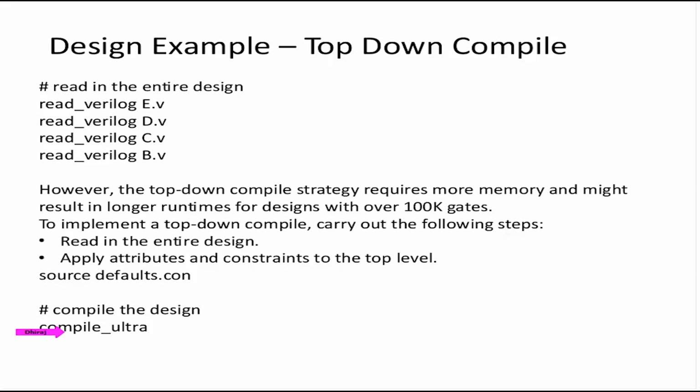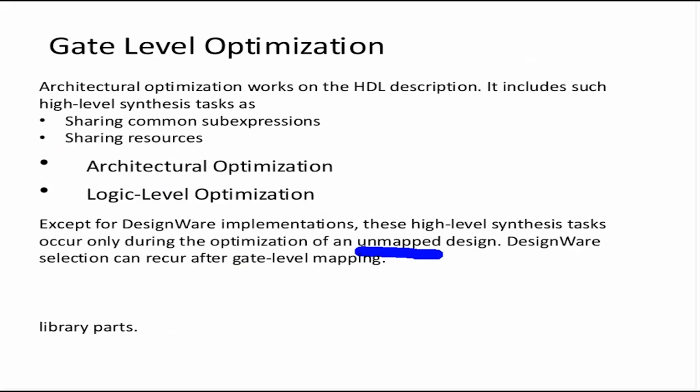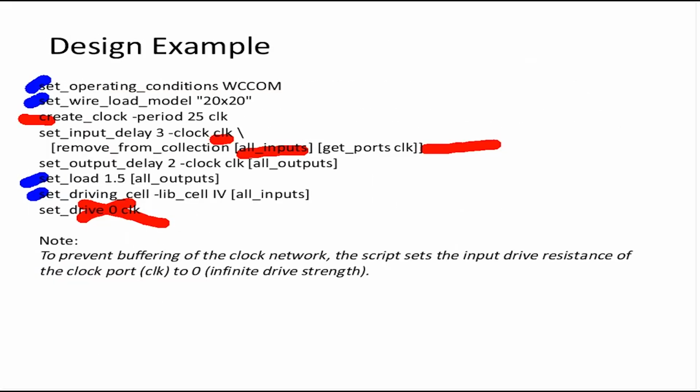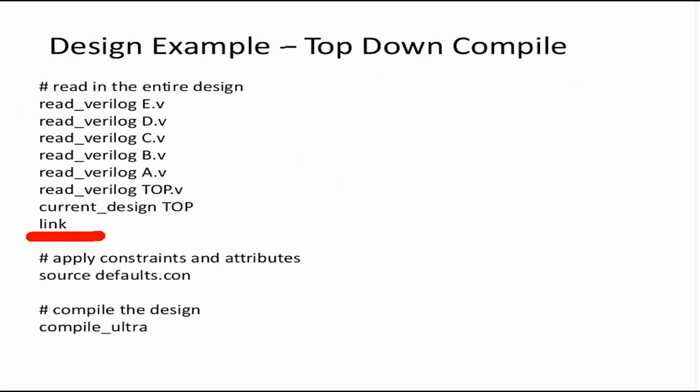So what we did is we just followed this flow. The libraries are part of the .synopsys_dc.setup, that is the link library and target library are set up correctly. We read in the design, we define the design environment, we set the design constraints, and now we are applying the compile. We selected the compile strategy to be top down. Now we are using either compile or compile ultra. This will compile the design. So as you see, the top down approach is very simple.